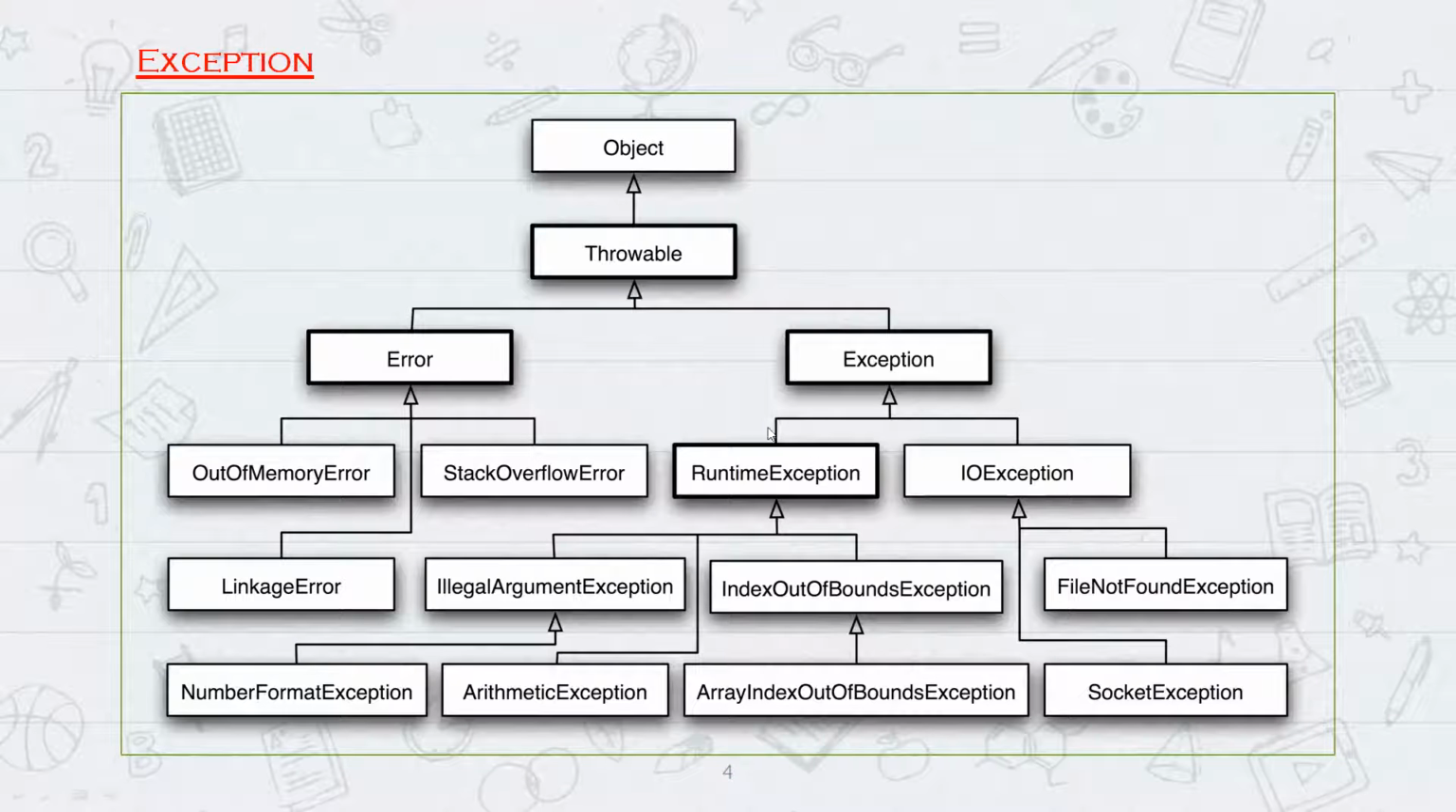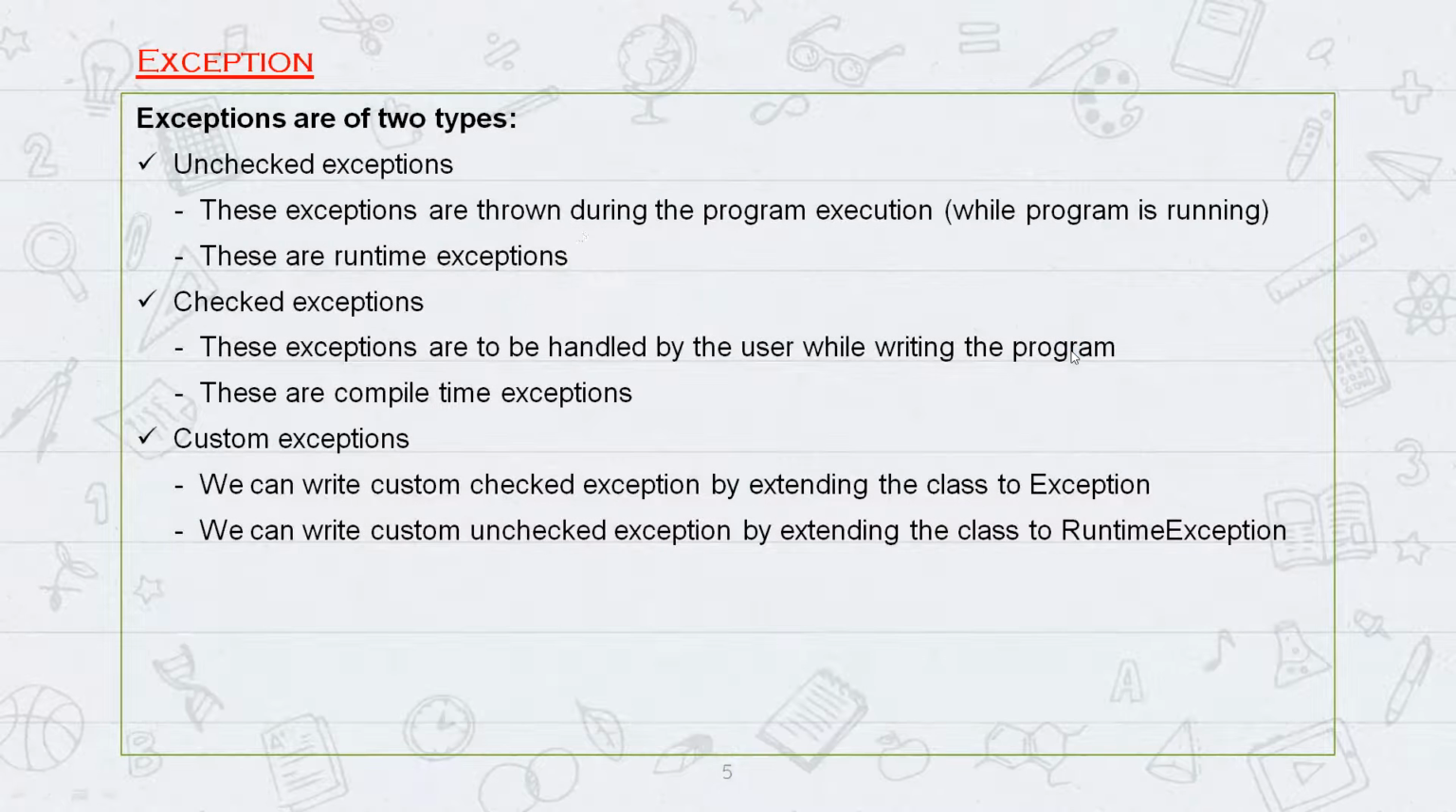Now think this way: runtime exception is the unchecked exception, and the right side ones, IO exception, file not found, socket exception, all these are checked exceptions. Remember it that way. Let's read out the statement for unchecked exceptions again. These exceptions are thrown during the program execution. When the program is getting executed, if it finds some kind of runtime exception, then it throws an exception. So that's called runtime exceptions.